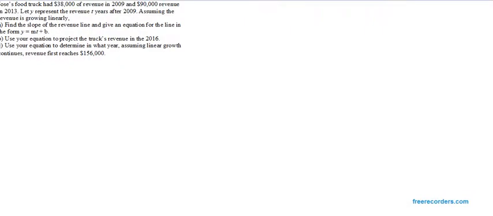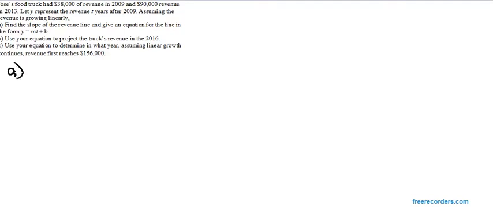Jose's food truck had $38,000 of revenue in 2009 and $90,000 of revenue in 2013. Let y represent the revenue t years after 2009. Assuming the revenue is growing linearly, find the slope of the revenue line and give an equation for the line in the form y equals mt plus b.